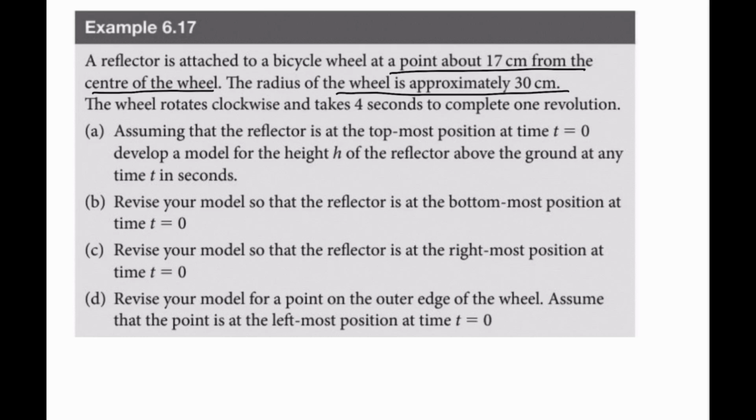Let's go ahead now and look at question B. For part B, it says, revise your model so the reflector is at the bottommost position at time equals 0. So now what's changing is our starting position. Our starting position is no longer at the top like it was in the first part. Instead, it's starting at the bottommost position.